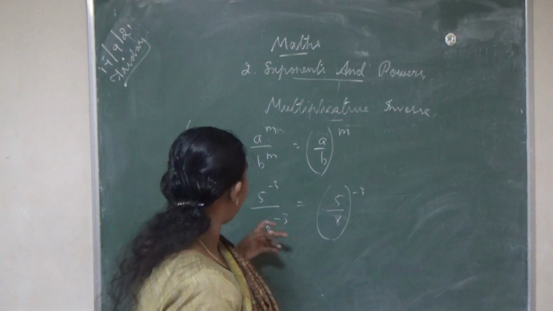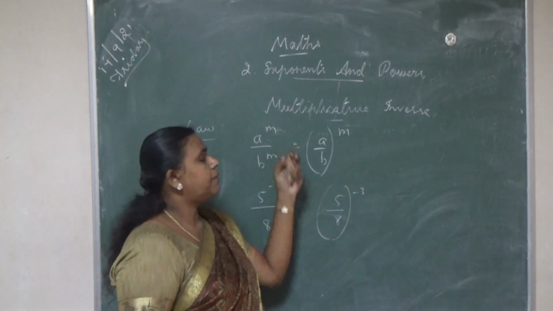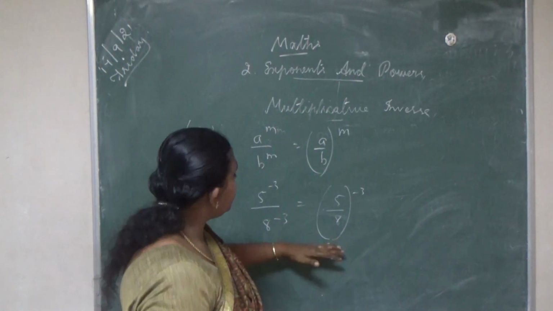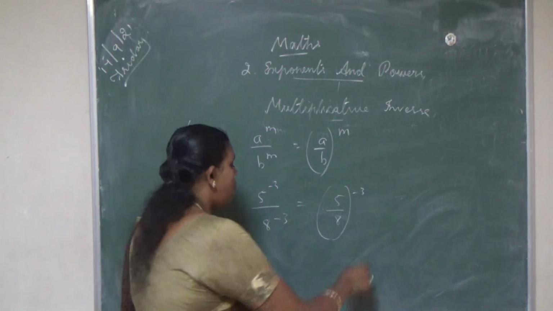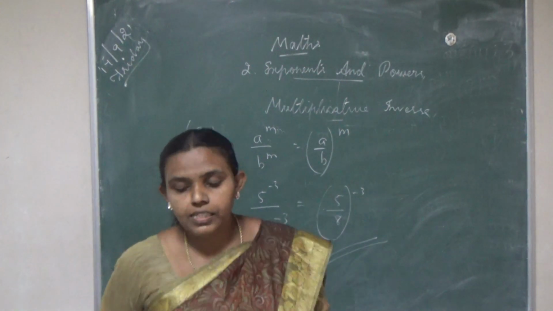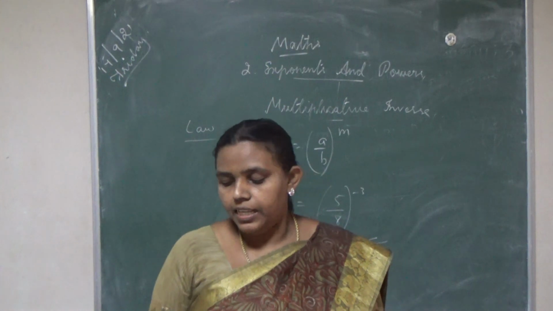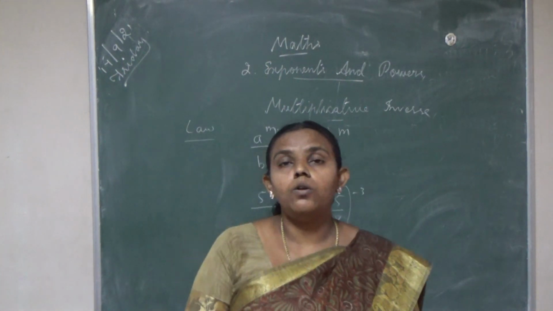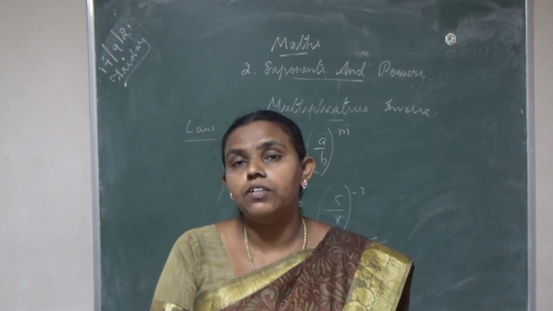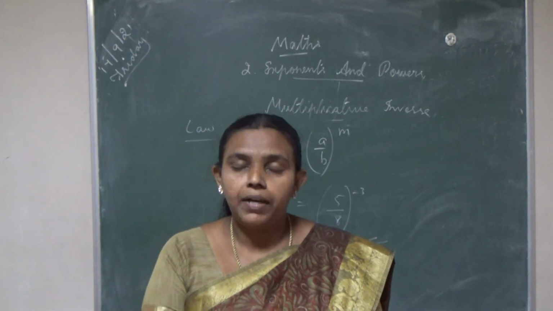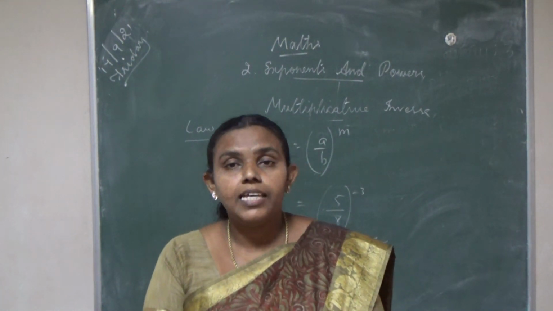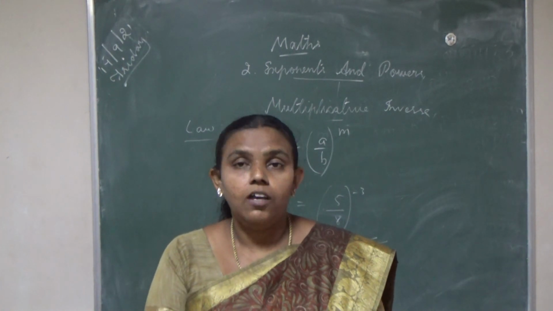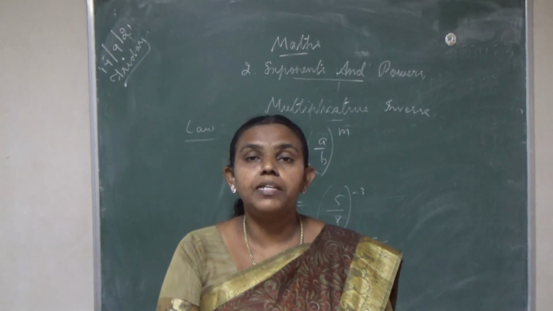If you want to apply the law, you have to write a power m by b power m equal to a by b the whole power m. So you can stop here. The remaining we will see in the next class. So today we learned multiplicative inverse. What is multiplicative inverse? p by q the whole power plus n means p by q the whole power minus n. Then we applied the laws of exponents and we did some problems.